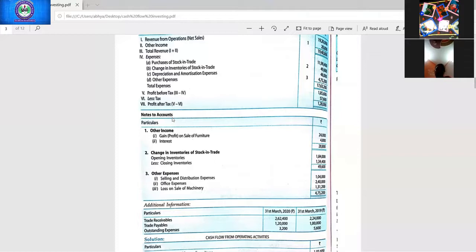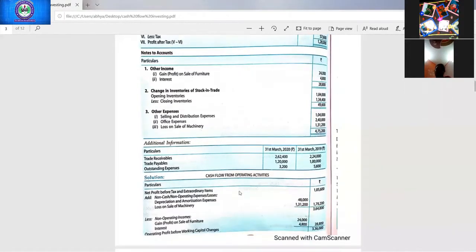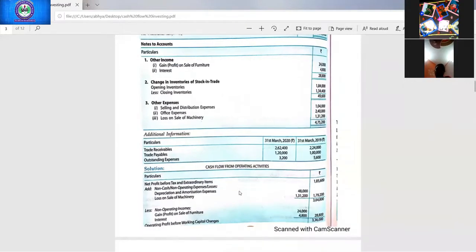So I am starting here with the profit before tax. Common sense says, why do one extra step? We have to find out profit before tax anyway. When profit before tax is already given, we need not add the taxes. So we will start the question with profit before tax. In this question, profit before tax is 1,85,600.